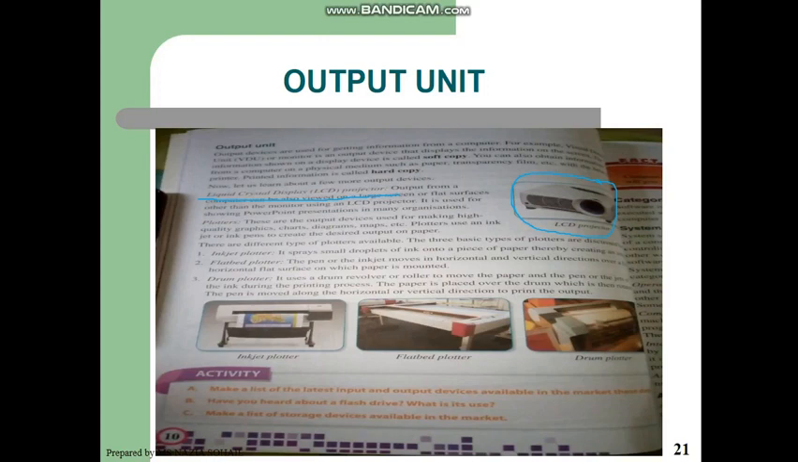Next are the plotters. These are output devices used for making high quality graphics, charts, diagrams and maps. For example, plotters use an inkjet or ink pens to create the desired output on paper. There are different types of plotters available: inkjet plotter, flatbed plotter, and drum plotter. These are the pictures of the inkjet plotter, the flatbed plotter, because it is in a flat condition, and the drum plotter. There are some small drums found.